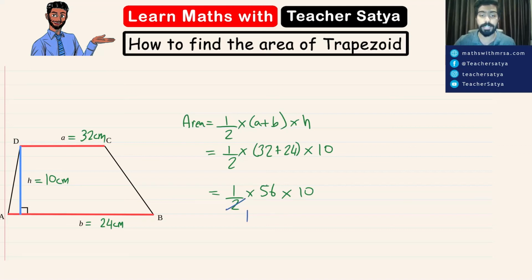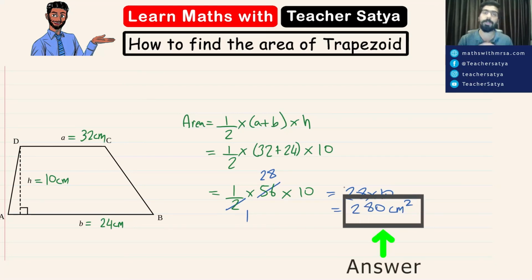So 2 will change to 1, 56 will change to 28. So we would have 28 times 10, which is 280 centimeter square. And that is how we would find the area of a trapezoid, guys.